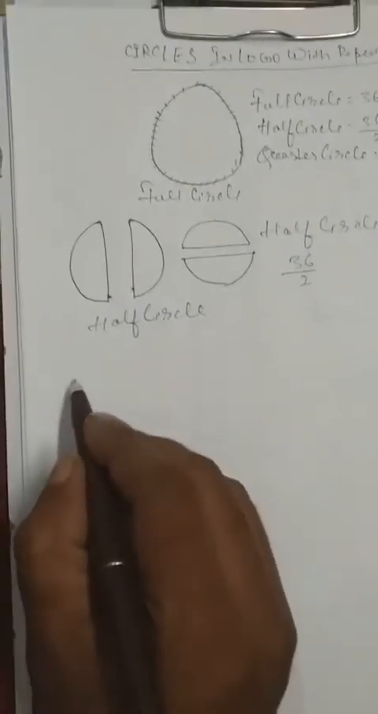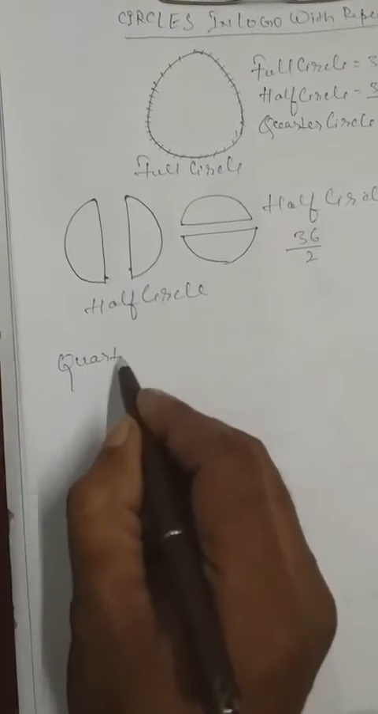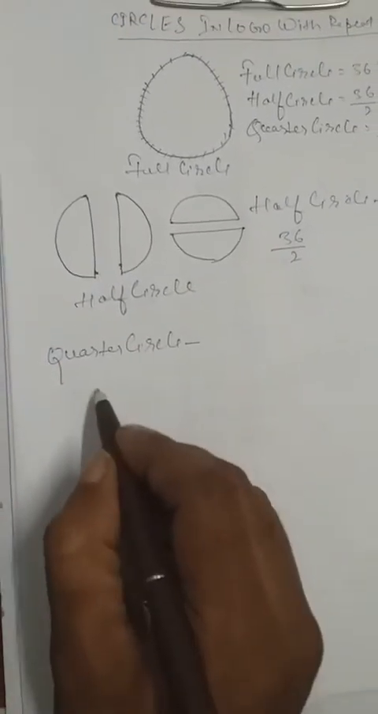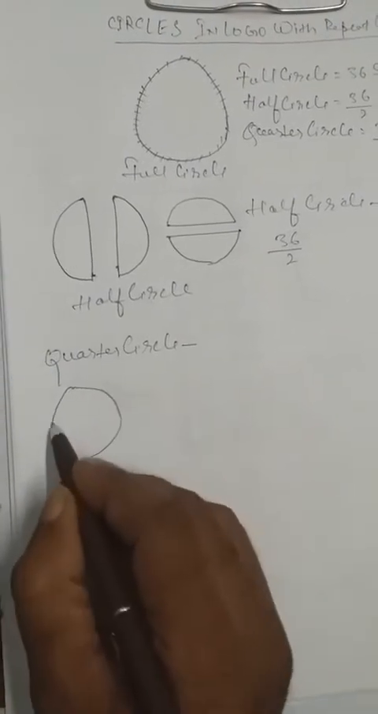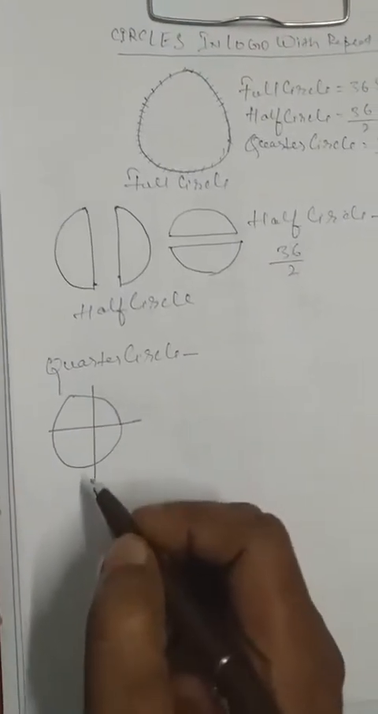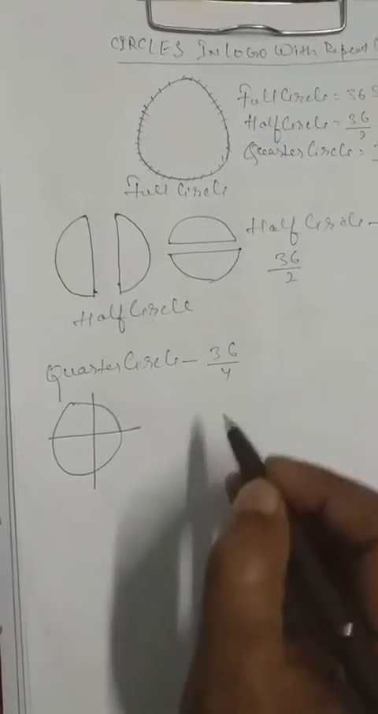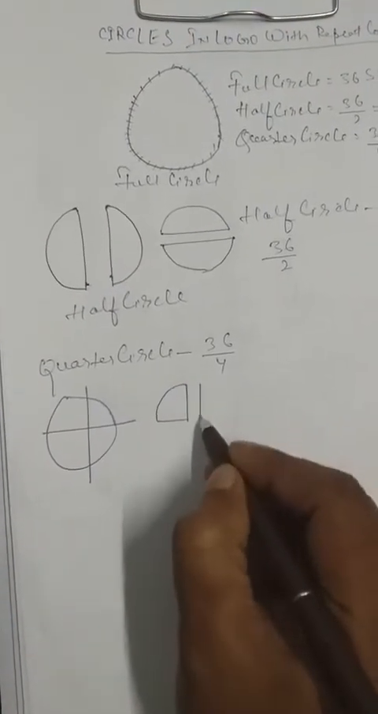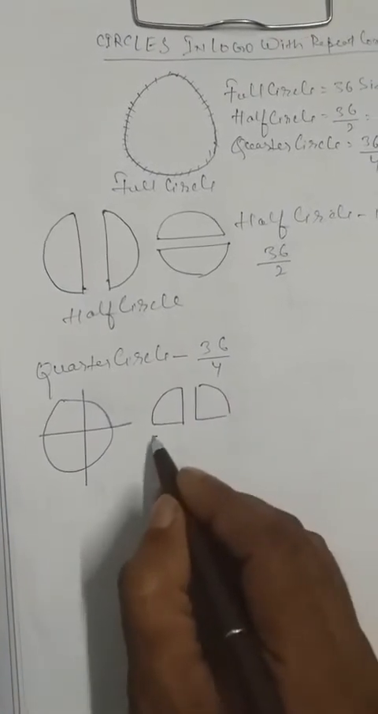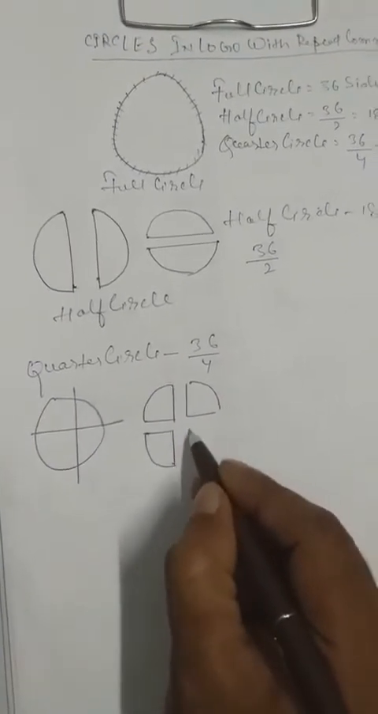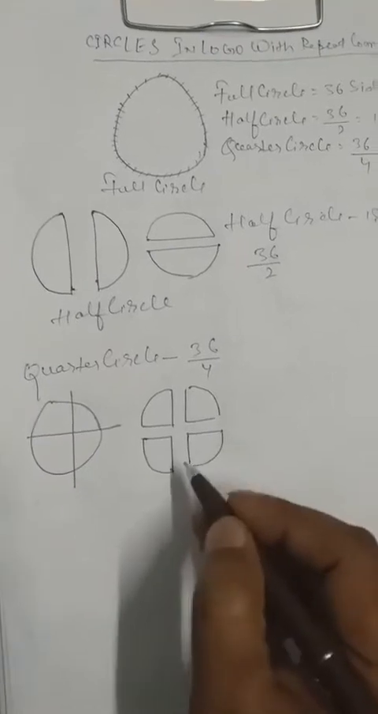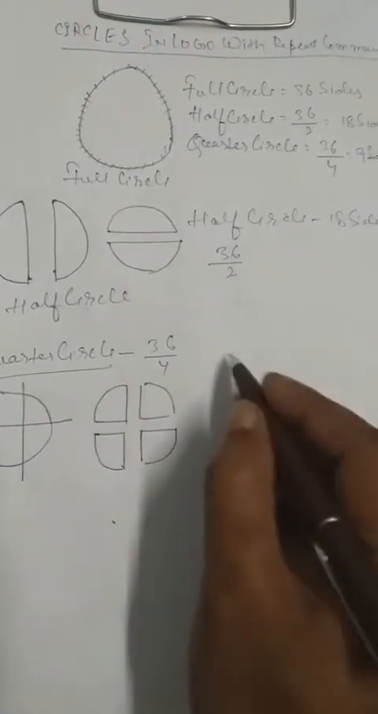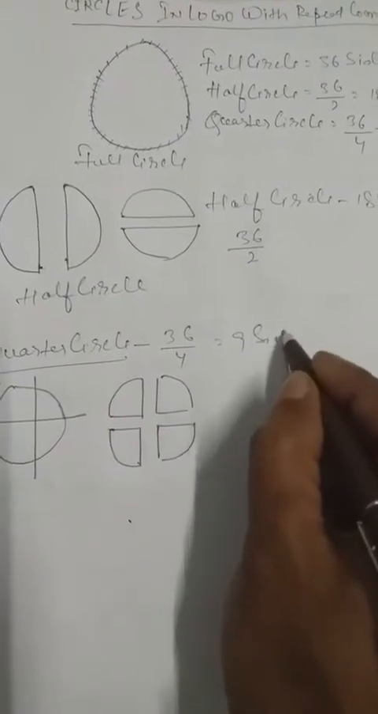And now we will talk about quarter circle. In quarter circle, this is your full circle. This full circle will be divided in 4 parts, means 36 divided by 4. So you can see this is your 1 quarter. This is your another one. This is third. And this is 4. There are 4 quarters. So this is called quarter circle. In this there are 9 sides.